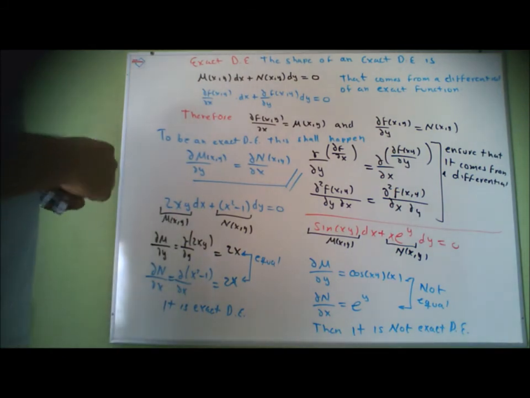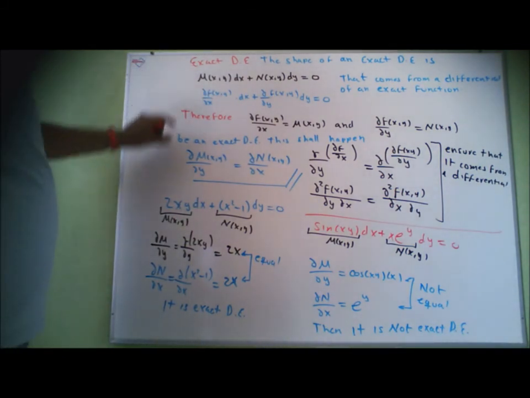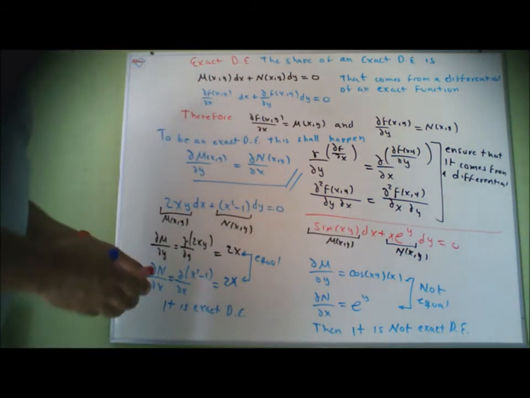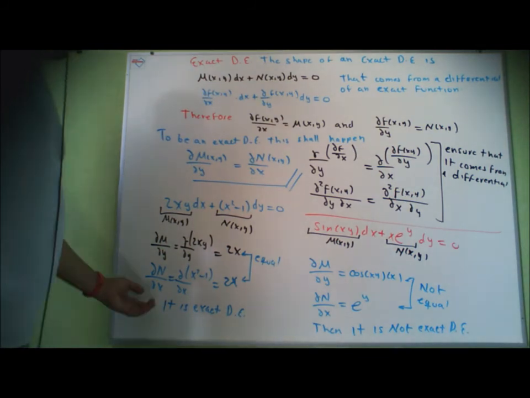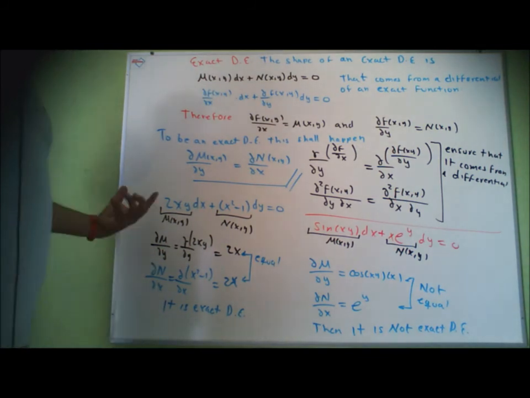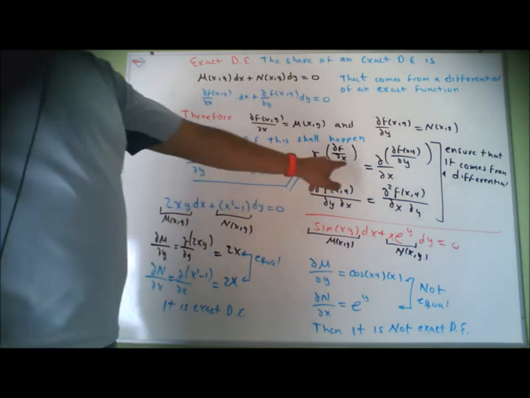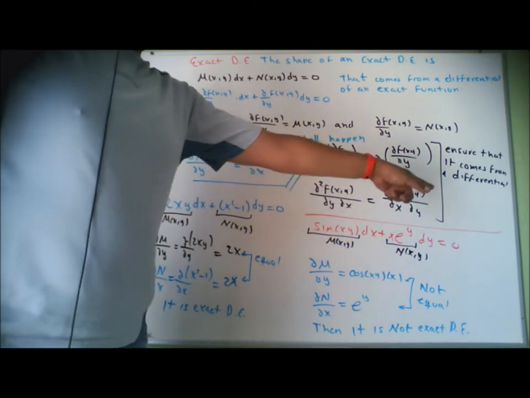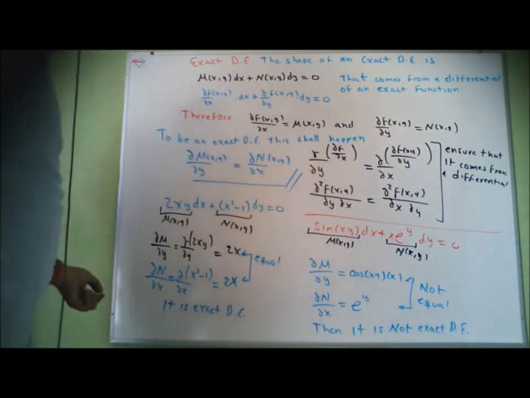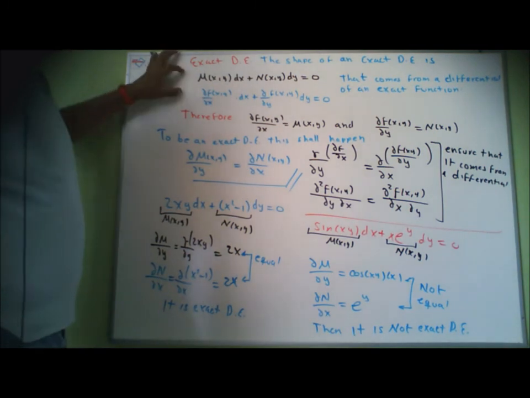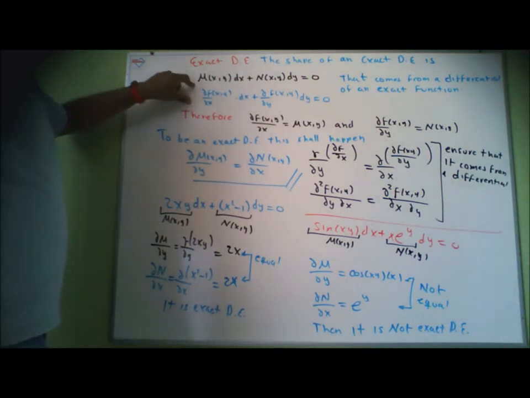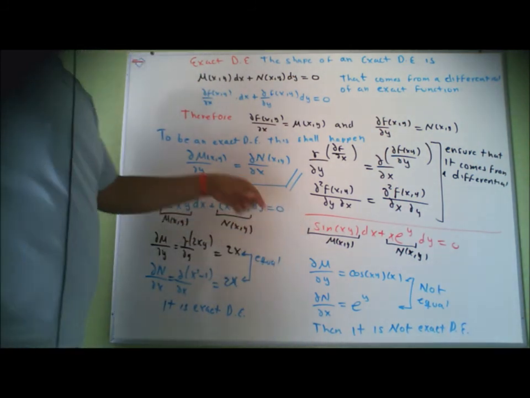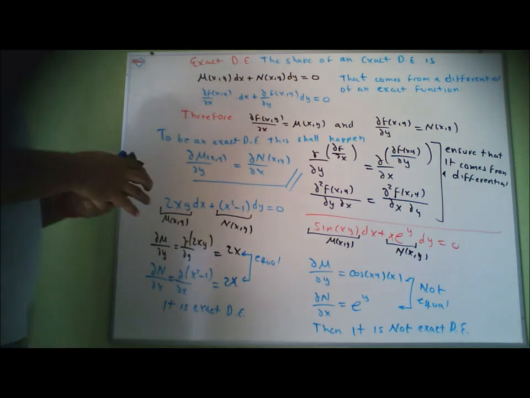All right. So again, just because it has the shape, this one has the shape, and this one also has the shape of an exact differential equation, it doesn't mean it is exact. It has to comply with this property. Why does it have to comply with this property? Because it is the second partial derivative cross-check, and they happen to be equal. If they happen to be equal, then it means that this comes from a differential of an exact function. Now, this is not exact, then it doesn't come from the differential of an exact function.